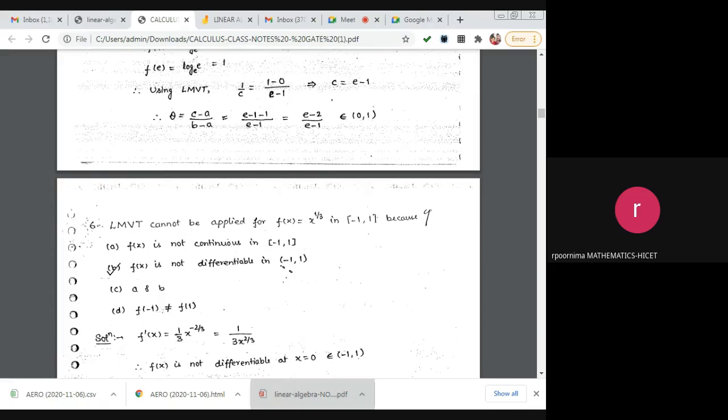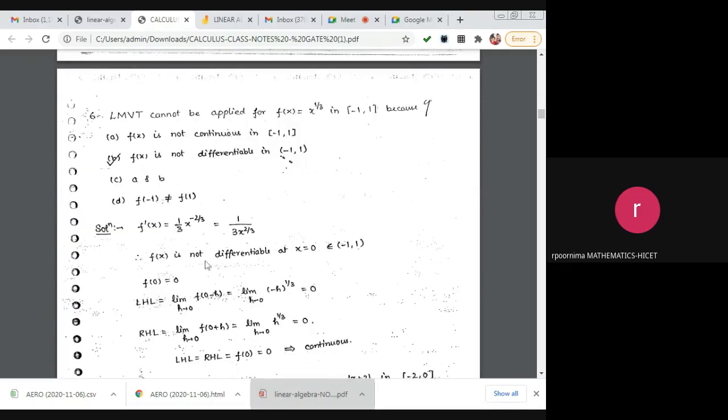Because it should satisfy the conditions, no: it is continuous in the closed interval, and it should be differentiable. Then the third term, the derivative f dash of c is f of b minus f of a divided by b minus a, where c belongs to the open interval a comma b.